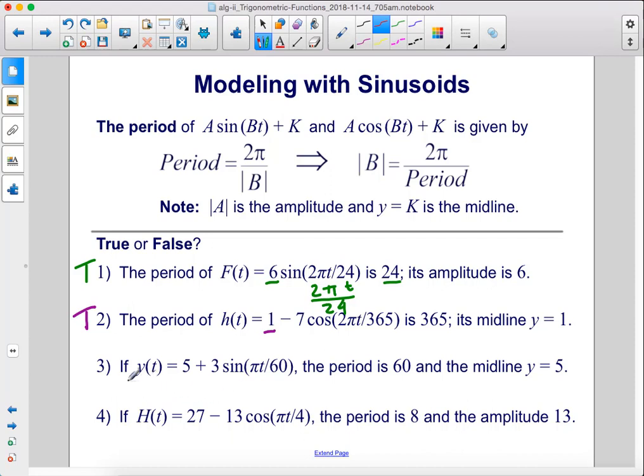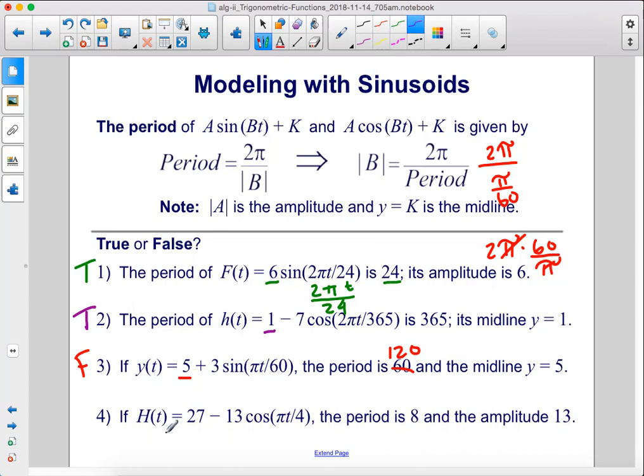All right, if this function, y of t equals 5 plus 3 sine of pi t over 60, the period is 60 and the midline is 5. Well, the midline is definitely 5, but the period, let's figure that out. That's pi over 60 is b. So we have 2 pi divided by pi over 60, which is the same thing as 2 pi times 60 over pi. The pi's cancel, but we still have this 2. So the period is 120, not 60.